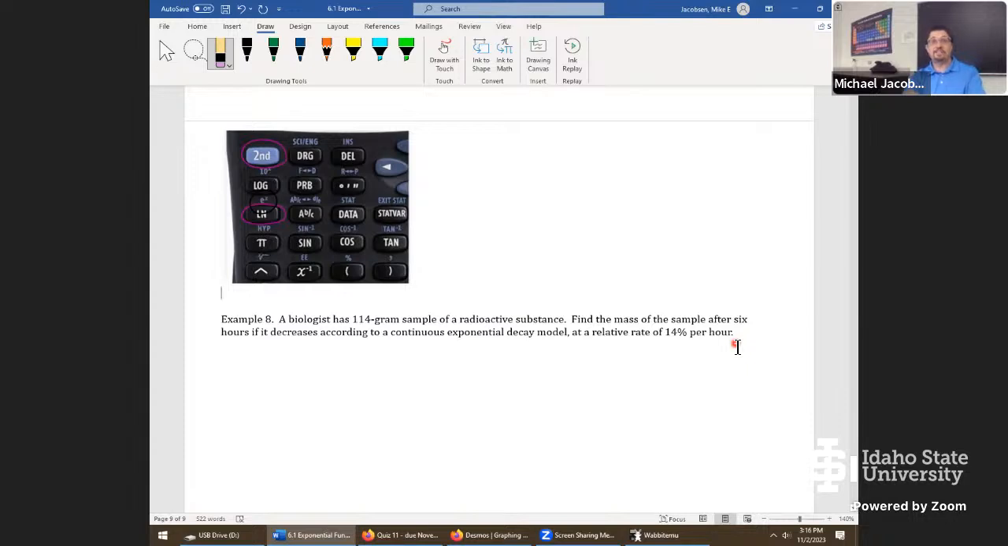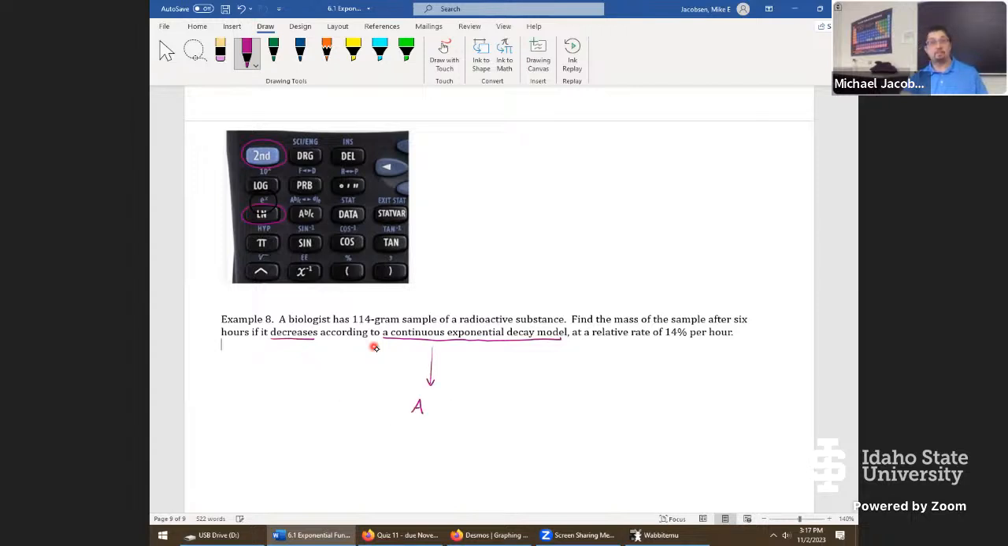So the questions, they just sound really awful when you read them. Well, let me show you how I would think about this and what I would do if I saw it as a problem, say on a quiz or an exam or anything like that. Here's where I would look first. Let me read through it again. Find the mass of the sample after 6 hours if it decreases according to a continuous exponential decay model. Let's also highlight decreases right there. That's enough information for us to say we're using this.